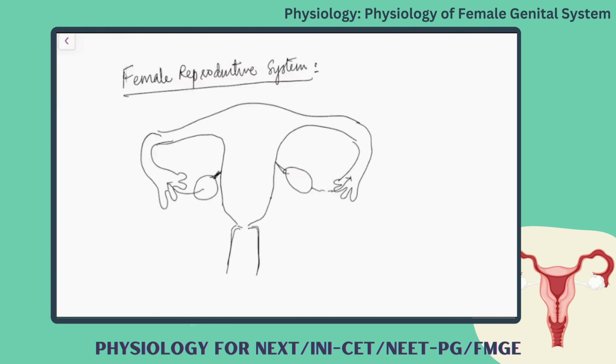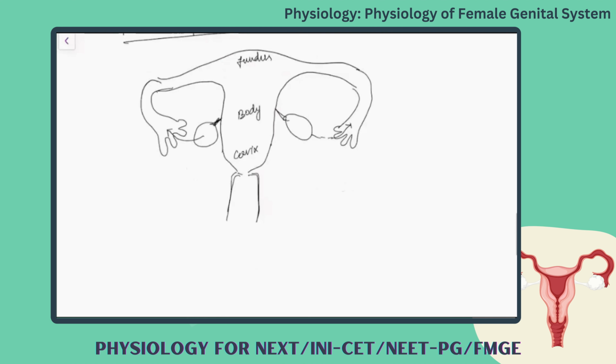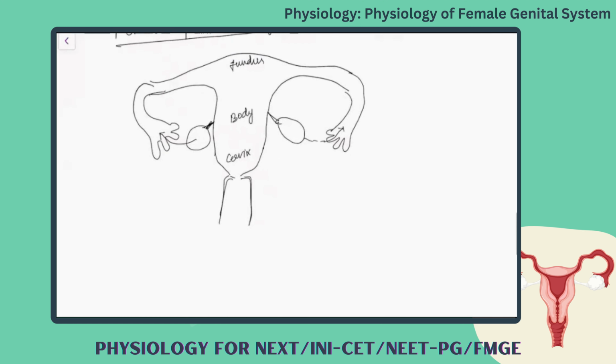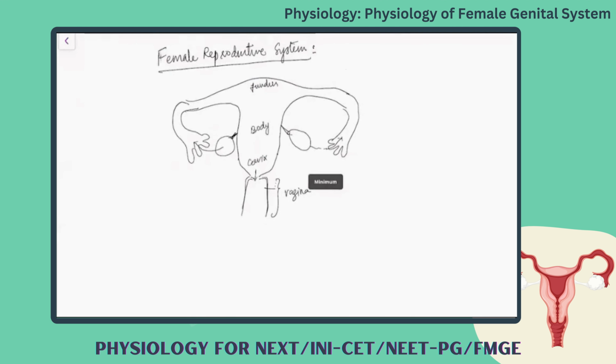Okay, so what part of uterus is this? Fundus, body, and cervix of the uterus. Okay, clear? Yes. So this is the outline of, and this is the cervix of the uterus, and this is vagina. Okay, so this is the outline of the female reproductive tract.